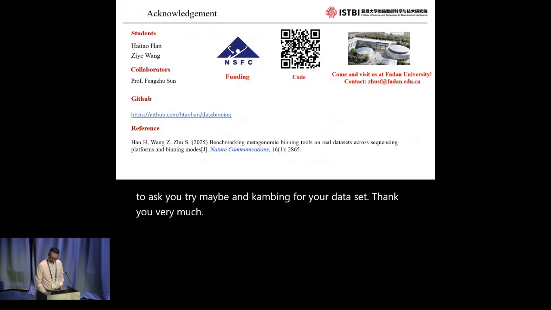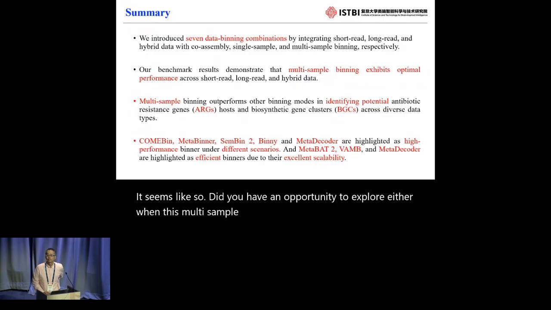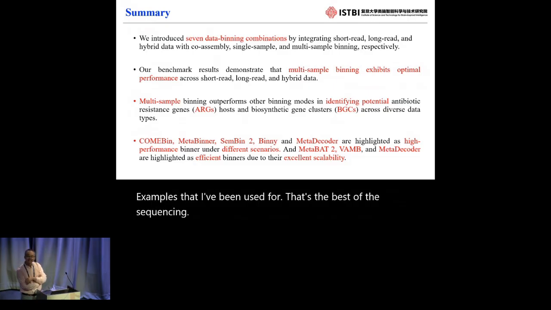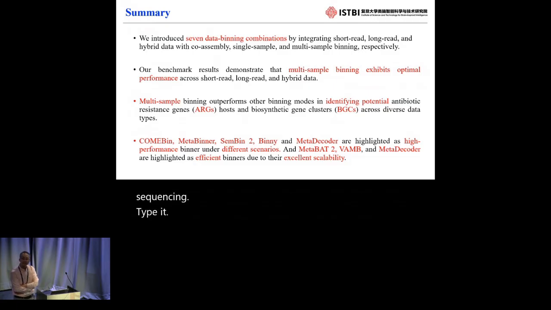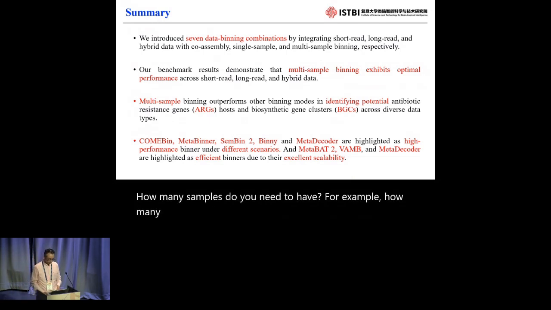Thanks for the very good talk. It seems that multi-sample binning is a clear way to go, but did you have an opportunity to explore when the multi-sample approach starts to have an advantage, in terms of how many samples are used? And the second question would be how deep the sequencing needs to be.